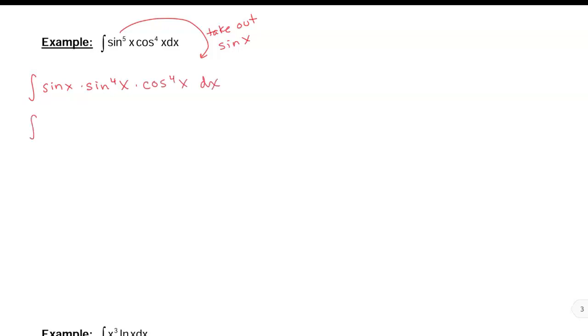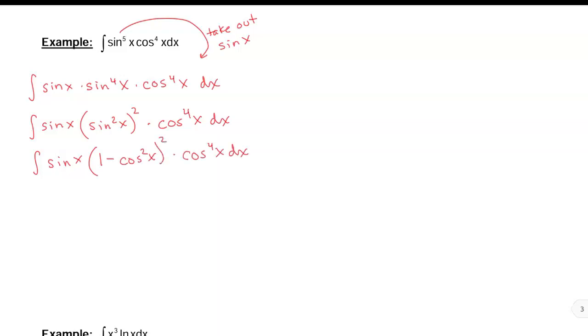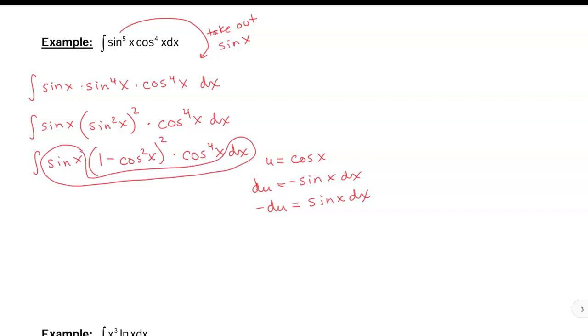I'm going to replace sine to the fourth. Sine to the fourth is sine squared squared. Sine squared gets rewritten as 1 minus cosine squared. Don't forget that's squared. And I'm ready for the u substitution. Let u equal cosine. Du is negative sine. And so I'm going to replace sine x dx with negative du.